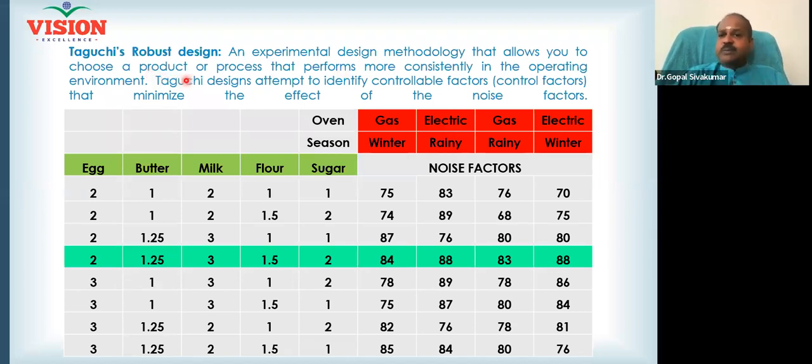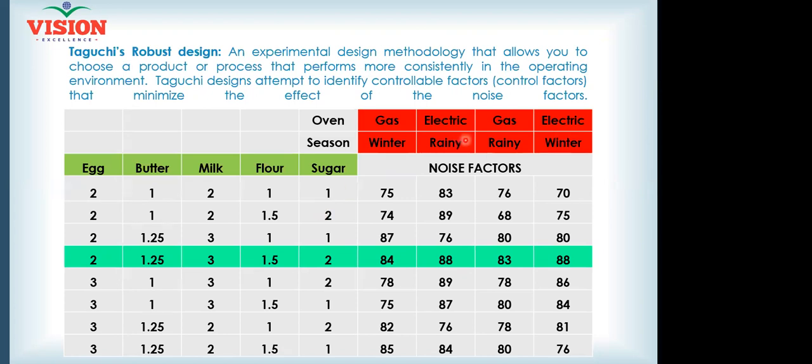What is robust? Robust means minimizing the effect of the noise. Minimizing the effect of the noise factor. Now see here, egg, butter, milk, flour and sugar. These are design factors. But the type of oven, the season, these are noise factors, uncontrollable factors. Now I have done the experiment considering the noise factor also. But the only problem is noise factors I cannot control, and they will keep changing. But I have done the blocking very carefully to minimize the noise effect.